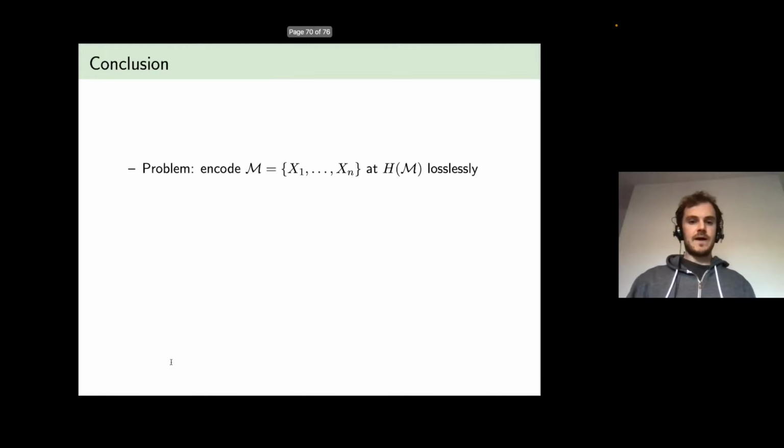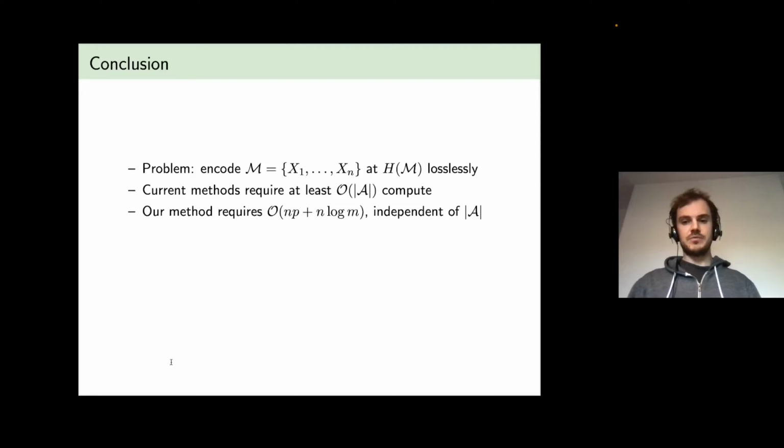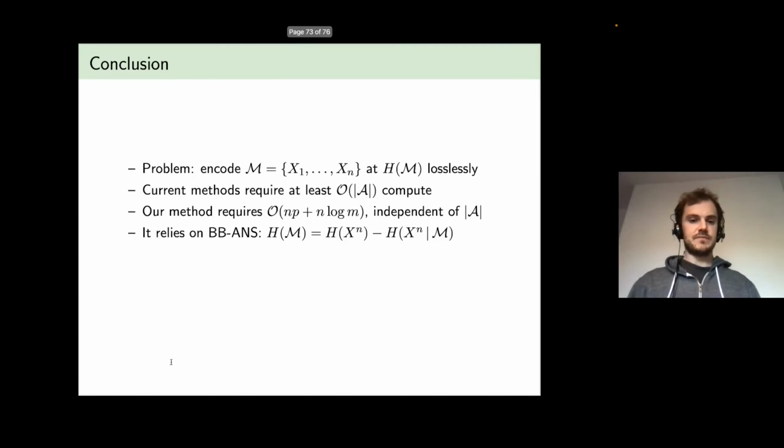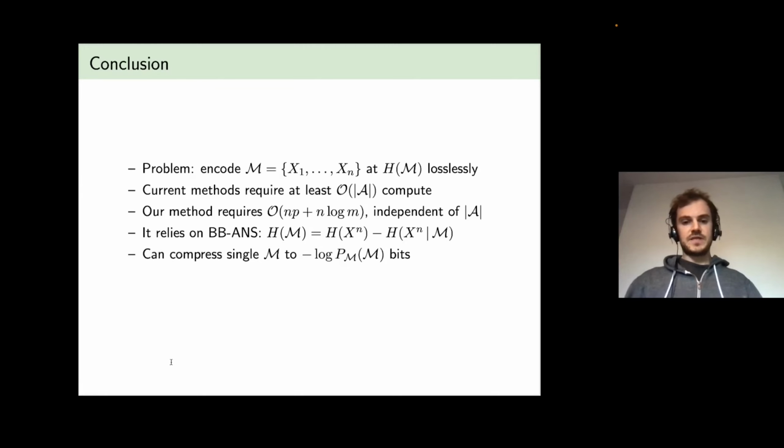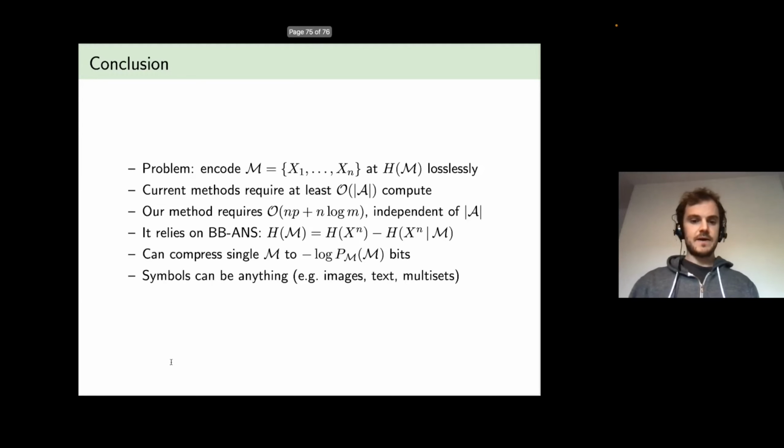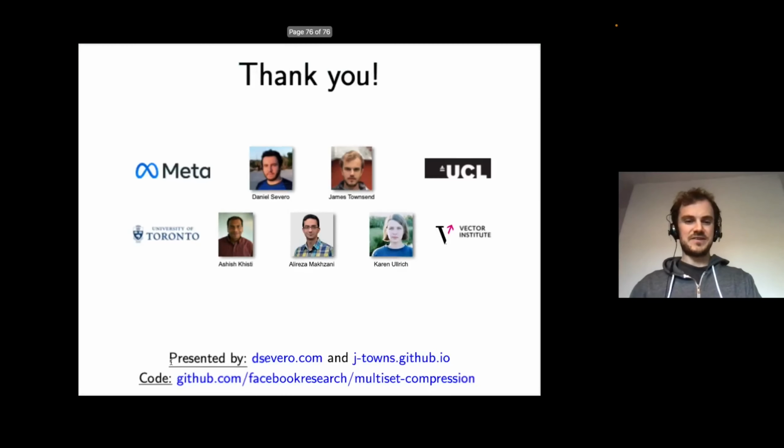So just to conclude then, we've been studying the problem of encoding multisets at a rate equal to their entropy. Current methods are pretty slow. They have compute time which scales with the alphabet size. Our method decouples the compute time from the alphabet size and is much faster. It relies on this idea called BBANS, which I came up with back in 2019. And using this method, we can compress a single multiset at a rate close to the entropy of the multiset. The symbols can be anything. We've at least demonstrated that this works for images, text, and multisets of multisets.